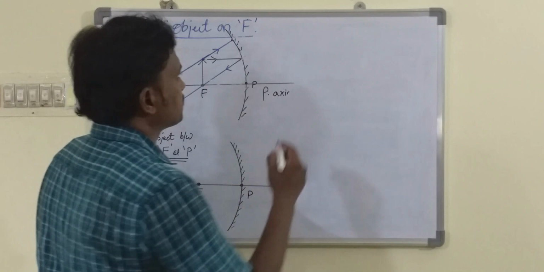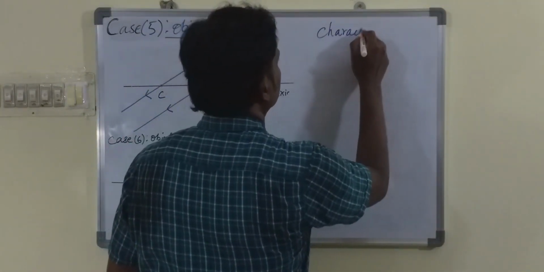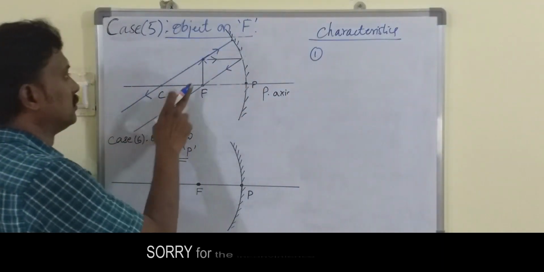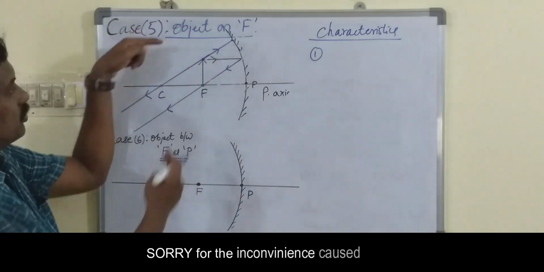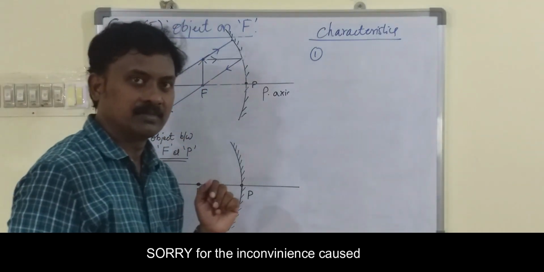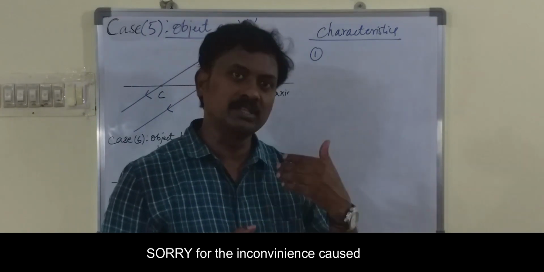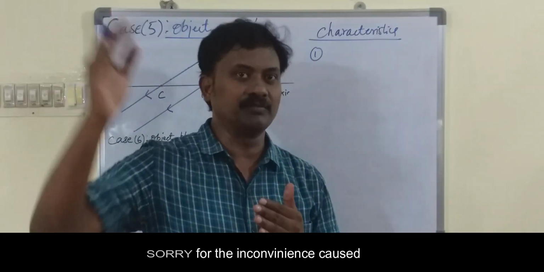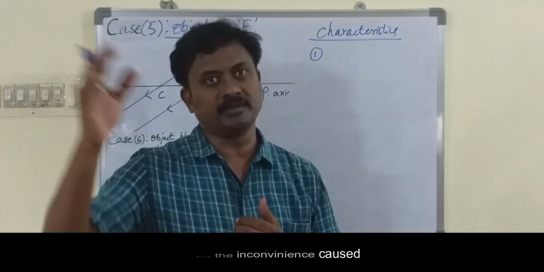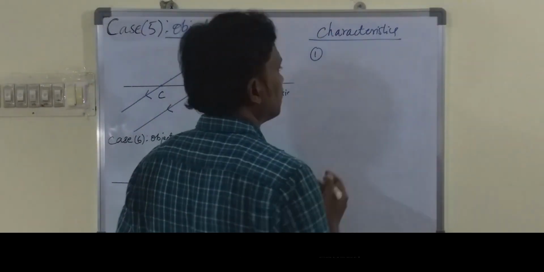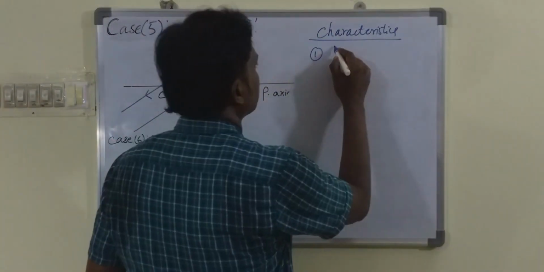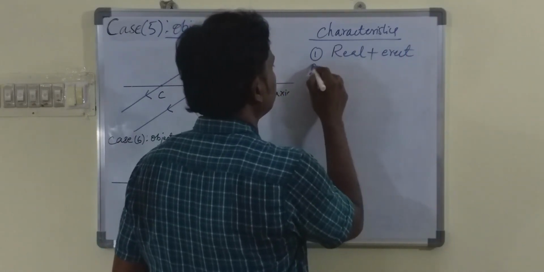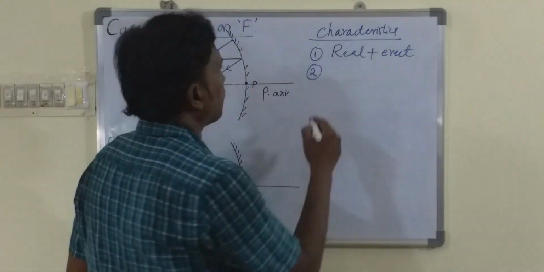Now let us write the characteristics. In this diagram we can see that the two reflected light rays are traveling parallel. That is, parallel light rays never meet. So in this case we consider the two parallel light rays as if they are meeting at infinity, and we consider that the image is formed at infinity. So since the light rays are meeting, we take it as a real image and it's erect. And where do you find the image? At infinity.